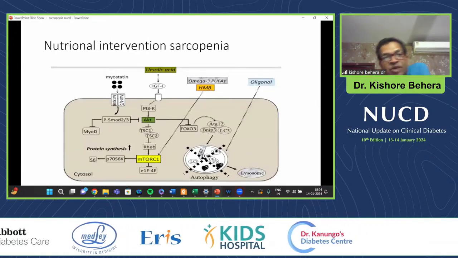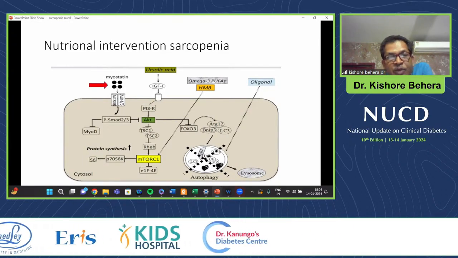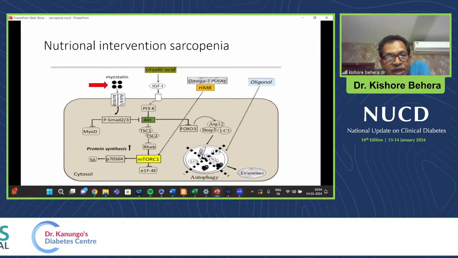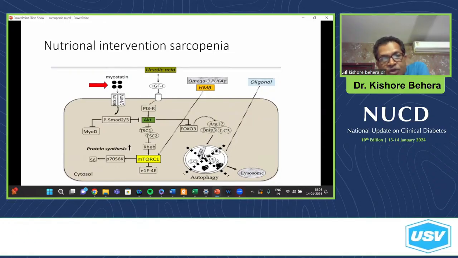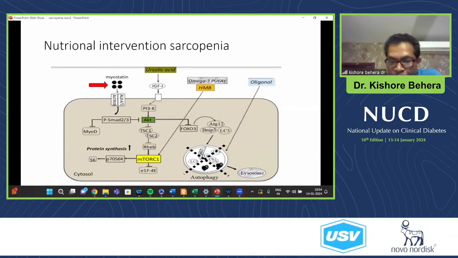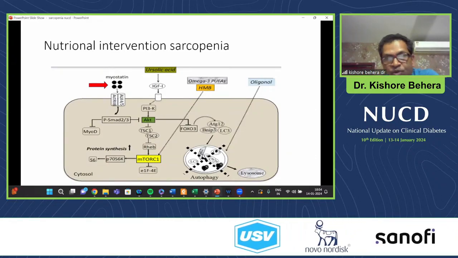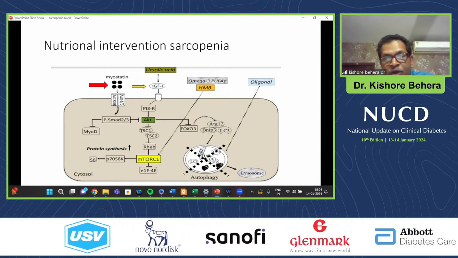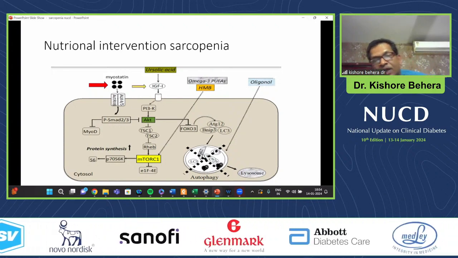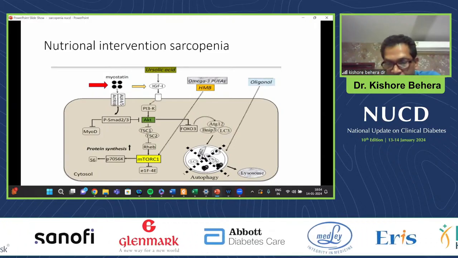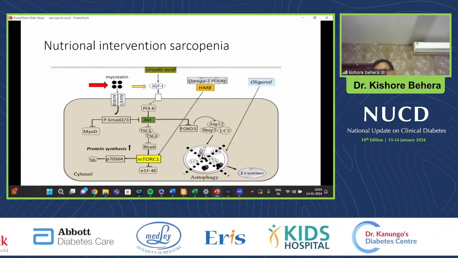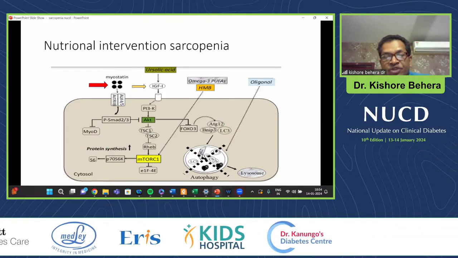And the nutritional interventions act at different sites. Myostatin inhibitors act in the AKT SMAD pathway, so that will stimulate AKT, and so it will increase protein synthesis. Ursocholic acid stimulates IGF-1, subsequently AKT, so that will increase muscle mass. Omega-3 fatty acid and hydroxymethyl butyrate, I will be discussing. It acts on mTOR, so that will lead to muscle mass and strength.